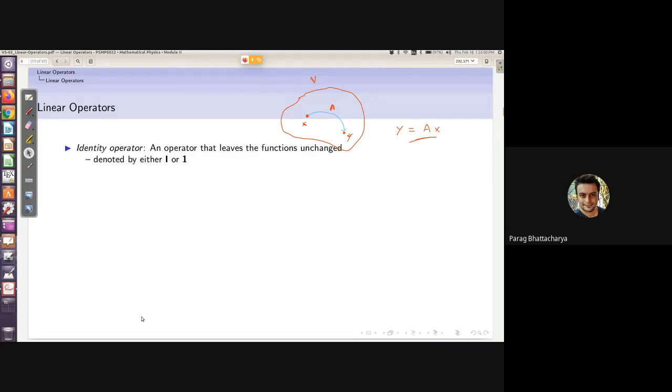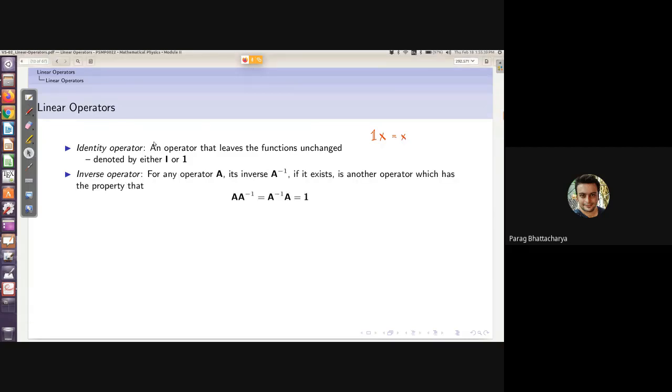Then identity operator. There is a special operator called the identity operator. The identity operator is an operator which belongs to every vector space. So every vector space should have an identity operator. It's an operator which leaves the functions unchanged. So if you apply the identity operator on a vector, it remains the same. You write it as I or you write it as 1. When you apply this identity operator on a vector, the result will be the vector itself. So that is an identity operator.